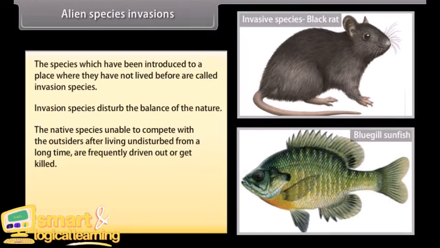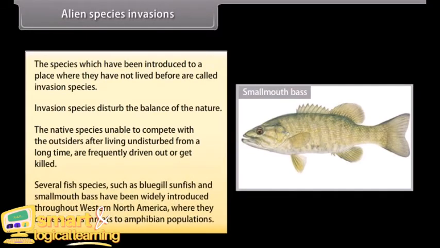Several fish species, such as bluegill sunfish and smallmouth bass, have been widely introduced throughout western North America, where they cause serious threats to amphibian populations.